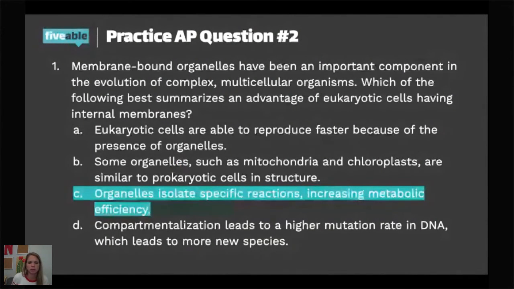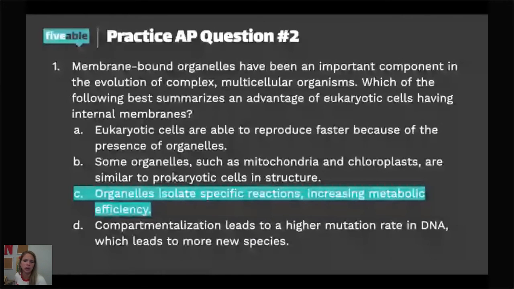I do want to talk here about what's wrong with some of the other ones. It says here eukaryotic cells are able to reproduce faster because of the organelles. That is actually false. Eukaryotic cells take longer because they have to copy all of those organelles, whereas prokaryotes are like, ha ha ha, it's just me. Zoop. So it's not necessarily faster to be a eukaryote. In B, it also says that they are similar to prokaryotic cells in structure. While that is true, it's not necessarily an advantage. It's just their structure. And then D, compartmentalization leads to a higher mutation rate in DNA. Not really. I mean, DNA is just going to do what it wants to do. It doesn't care if it's locked up somewhere or not. So, okay, very good, guys.